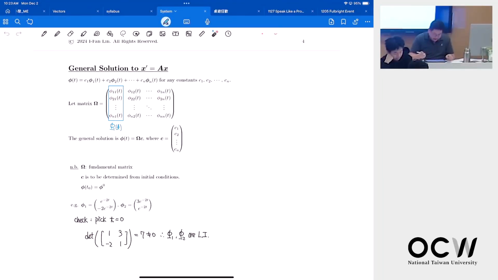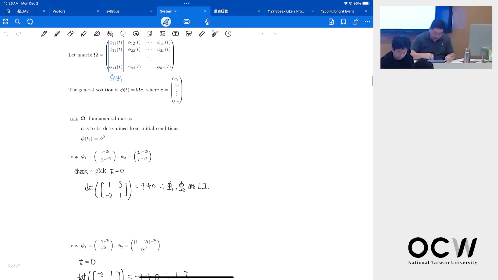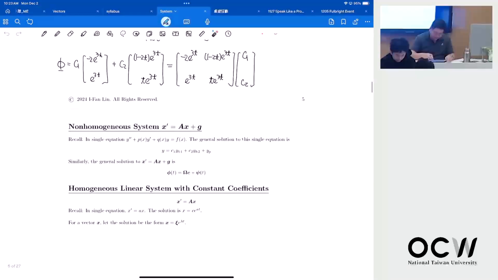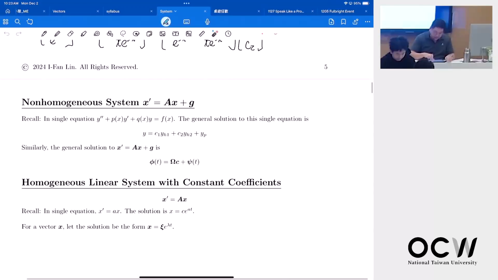Last time we talked about the system's differential equation, and the solution for the homogeneous system equations will be omega times c. Here is omega and the constant. Now, this omega is called the fundamental matrix. Now, if I have a non-homogeneous system, what is the solution?